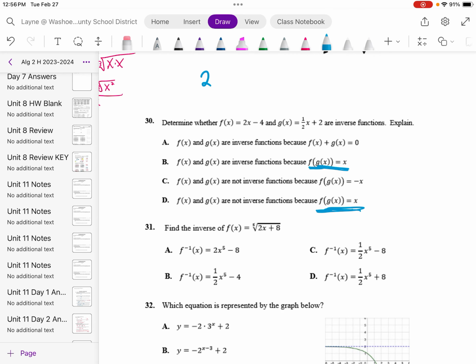We're going to take F, but we're not writing x. Instead, we're going to plug G into it.